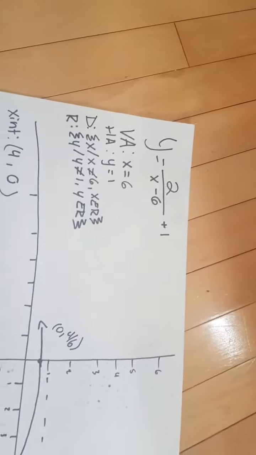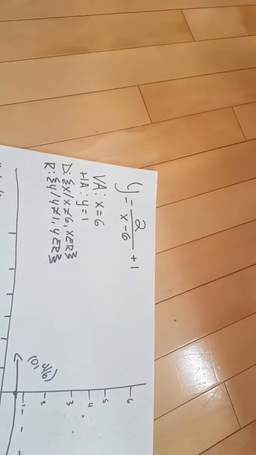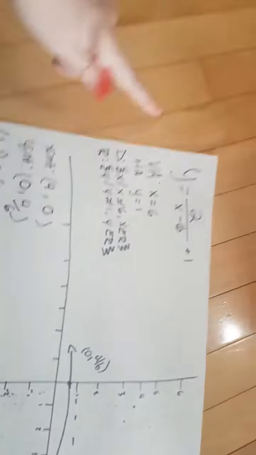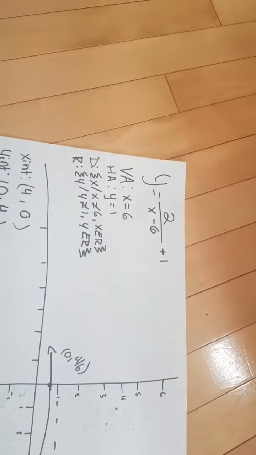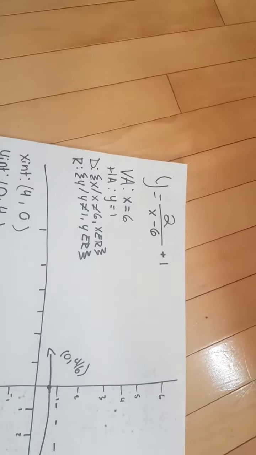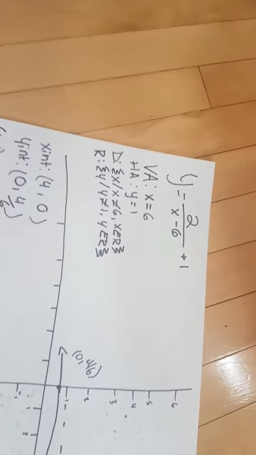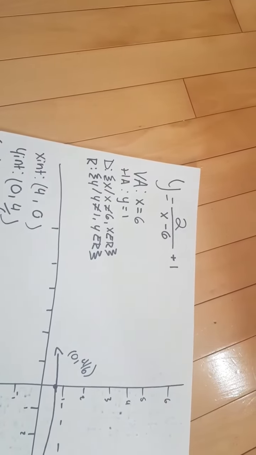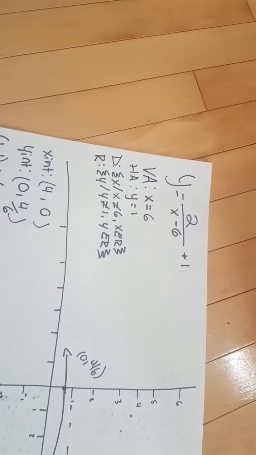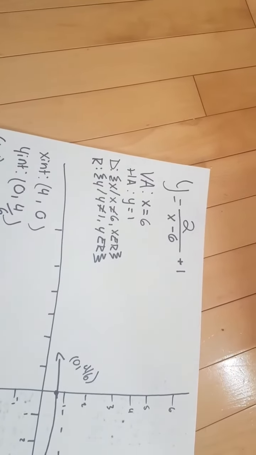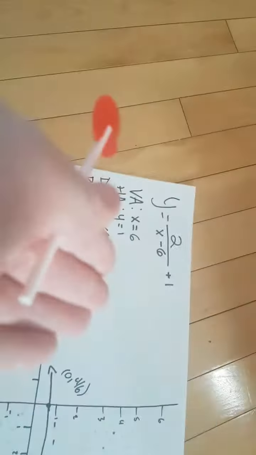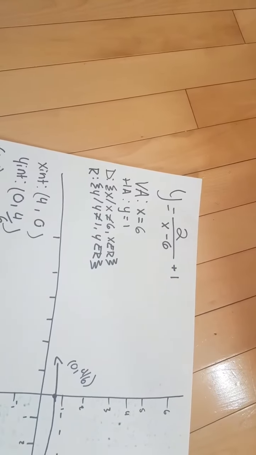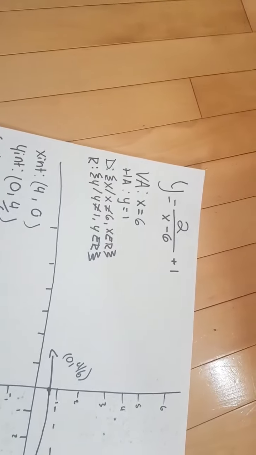So, I started with the stuff that I thought would be the easiest: the vertical asymptote and horizontal asymptote, because those you can find right in the function. I found the vertical asymptote by knowing what plus negative 6 is going to give me 0. That's 6. And then the horizontal asymptote is just the vertical translation at the end, so 1.